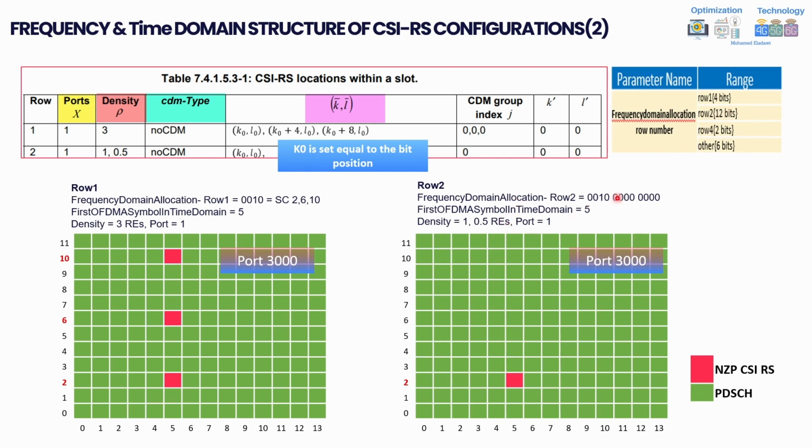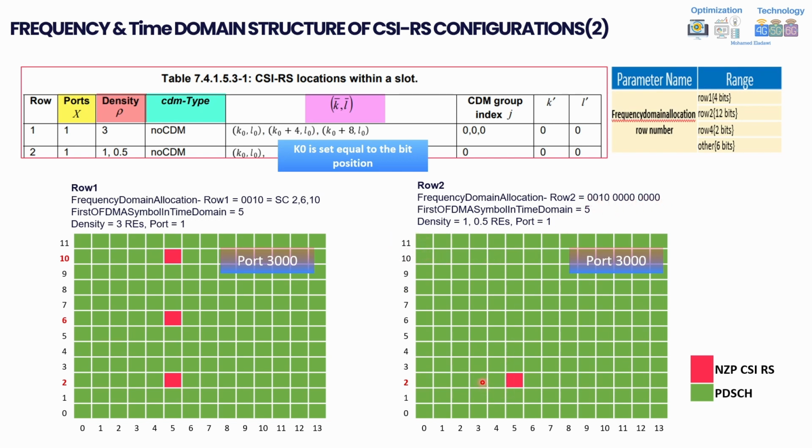That's why it's 12. So, for example, here it's showing number 1, the K0. You need to calculate the K0. As mentioned here, you need to find the bit position. The bit position is located at number 2, right? 0, 1, 2. This means K0 is equal to 2. This means it will be at subcarrier spacing. Assuming the last bit is set to 1, all will be 0 except the last one. This means it will be at the last subcarrier.